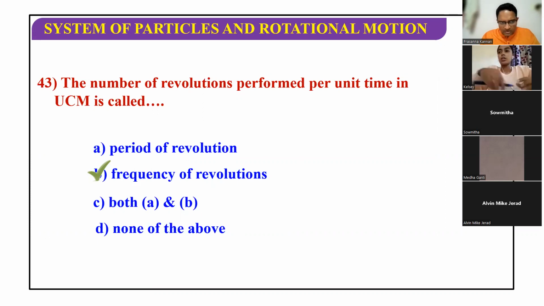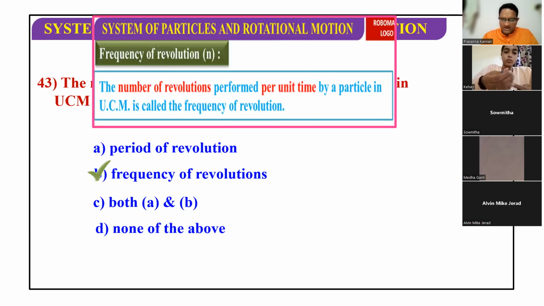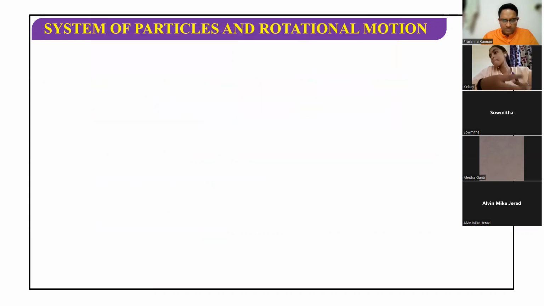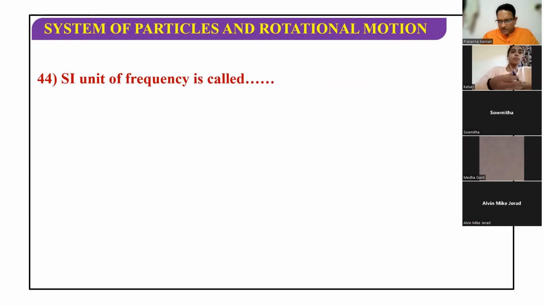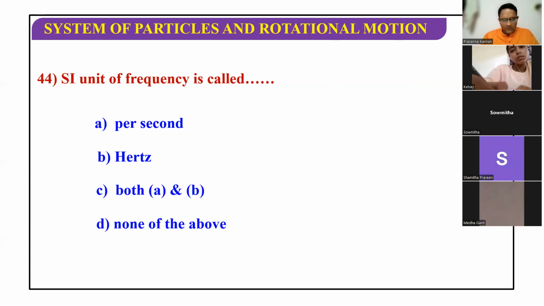Okay, let's go to the next question, 44. This is the definition of frequency of revolution. What is the SI unit of frequency? Hertz, sir. Hertz. Okay, I can also call it as per second.